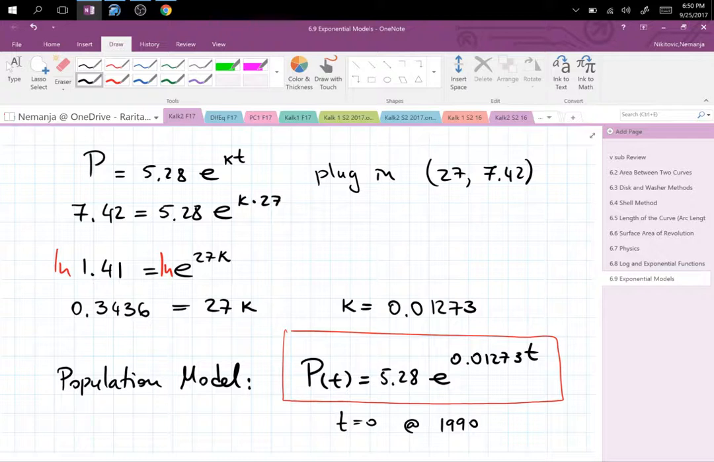That's the population, because this is P, right? That's the point, P comma P. So plug P, and then you can calculate k.